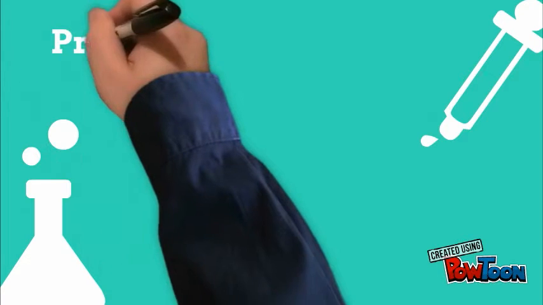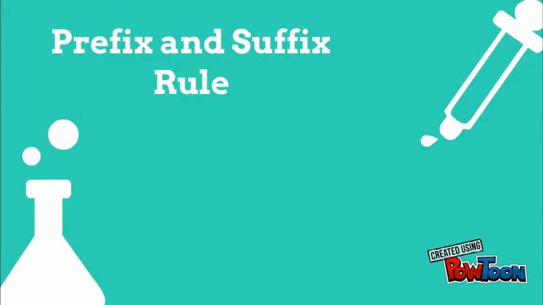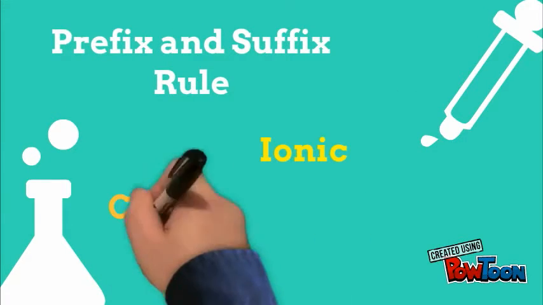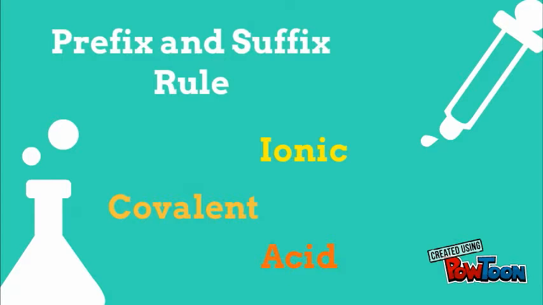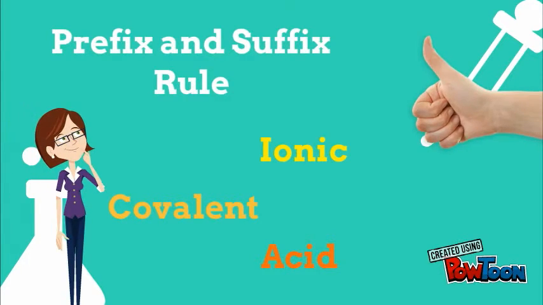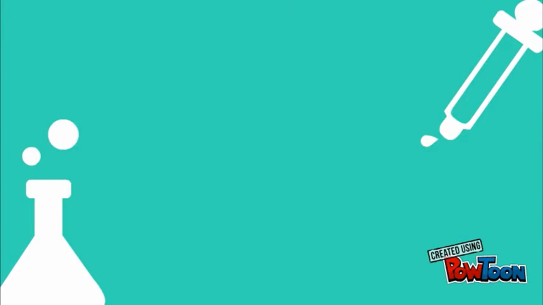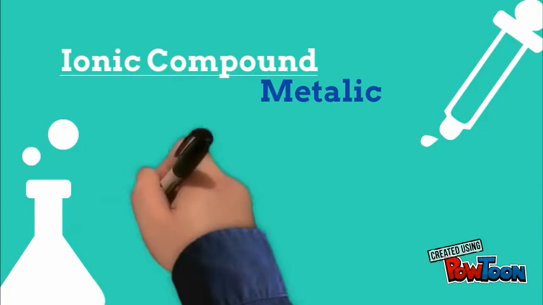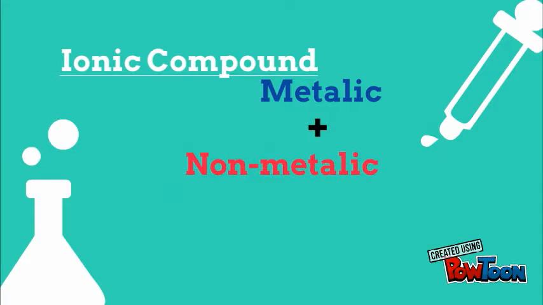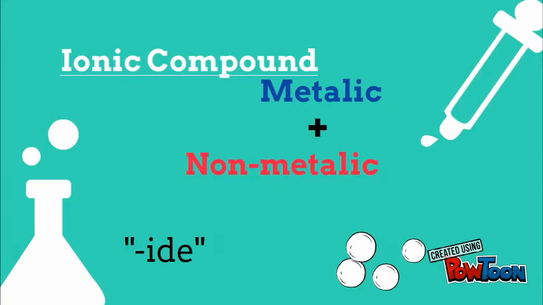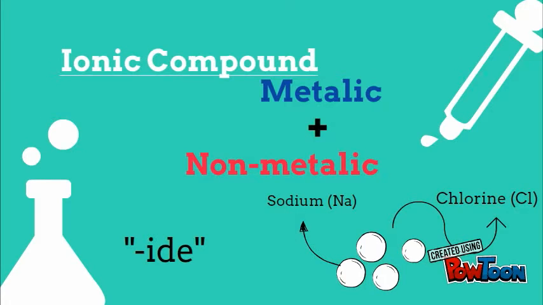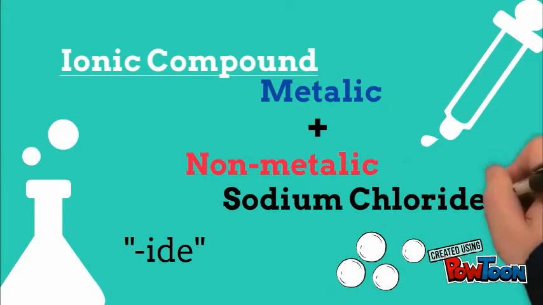Third is the prefix and suffix rule. It is quite tricky, for you still have to know the kind of compound, if it is ionic, covalent, or an acid. Luckily, there is an easy way to remember it. Let's take it one by one. Ionic compounds are a combination of metallic and non-metallic elements and are named following the first rule, added with the suffix -ide. A sample of it is salt, which contains sodium and chlorine, and it is read as sodium chloride.